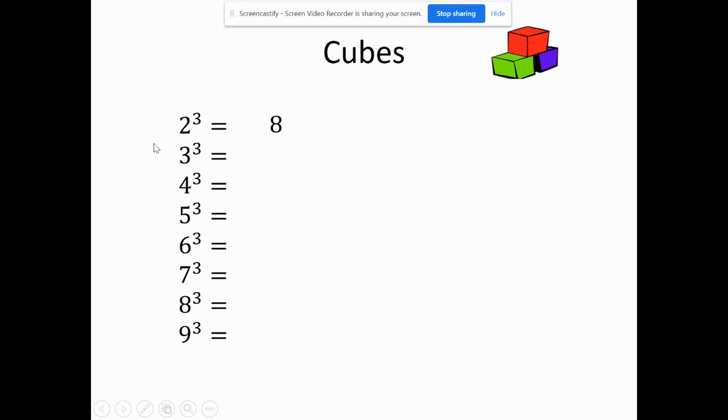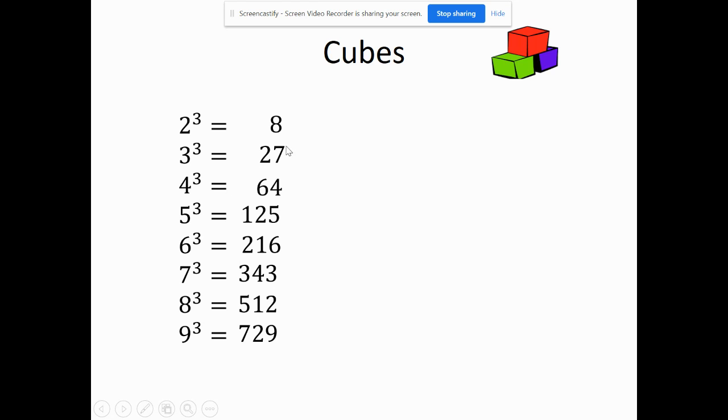Like 2 cubed is 8, because 2 times 2 is 4, times 2 more is 8. 3 times 3 is 9, times 3 more is 27. You get the idea? So 4 cubed is 64. 5 cubed, 125. 6 cubed, 216. 7 cubed, 343. 8 cubed, 512. And 9 cubed, 729. And of course, 10 cubed would be 1,000, but we don't usually keep the numbers bigger, just smaller ones like this.